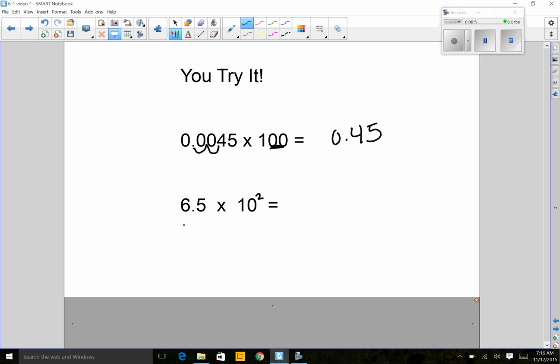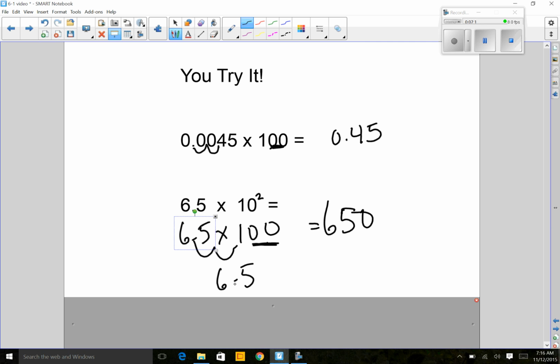This is going to be, we're going to translate this to 6 and 5/10 times 100. So moving over 2 tens, this would become 650, right? 6 and 5/10. We're going to move it over 2 places: 1, 2. Going to put a 0 in there as a placeholder. It becomes 650. So that's how you multiply decimals by 10, 100, and 1,000.